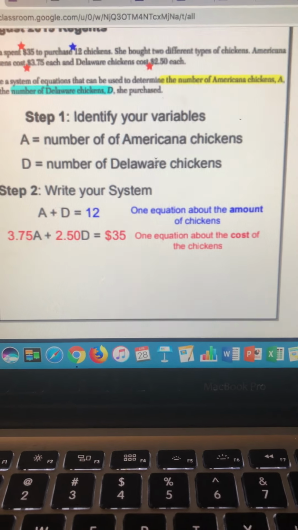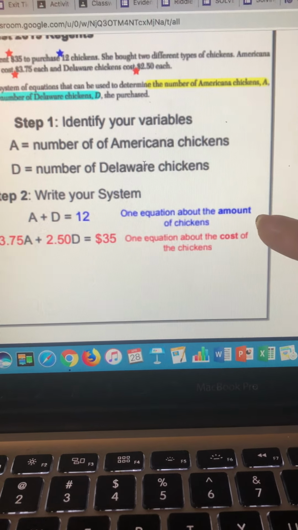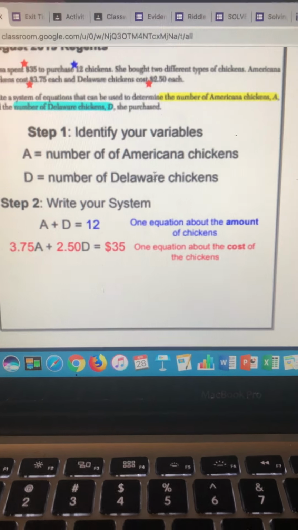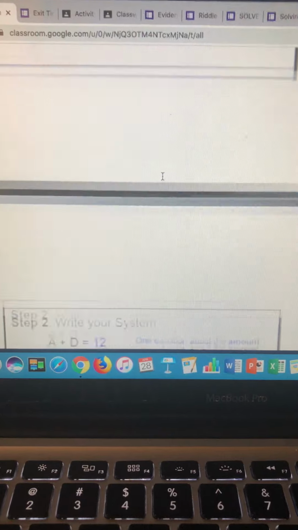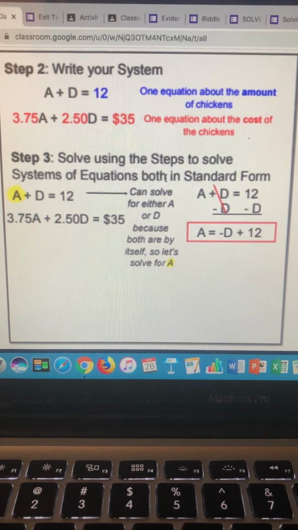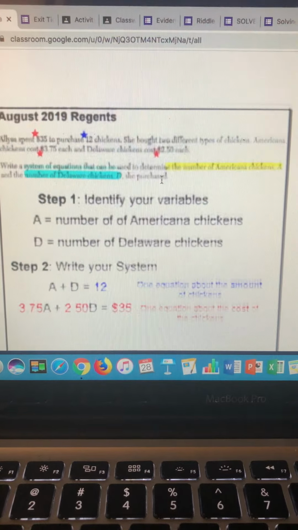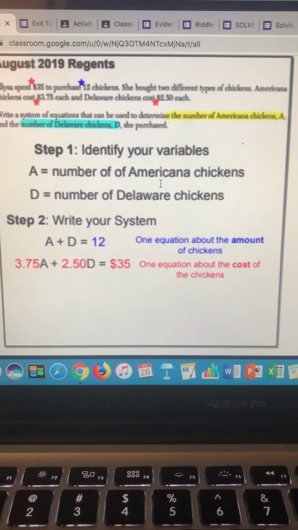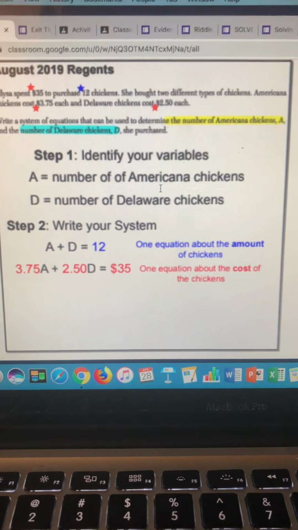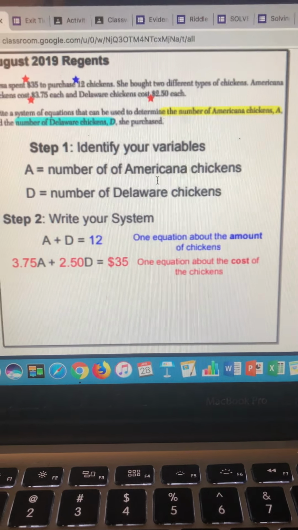For this problem, again, the first equation was about the amount of chickens. This problem was about chickens. And the second equation was about the cost. And then the rest of it, you guys know how to do. You've already done this. You did this yesterday. So this is the real new part to your understanding: being able to identify what the variables are in the problem, and then also being able to write the system.